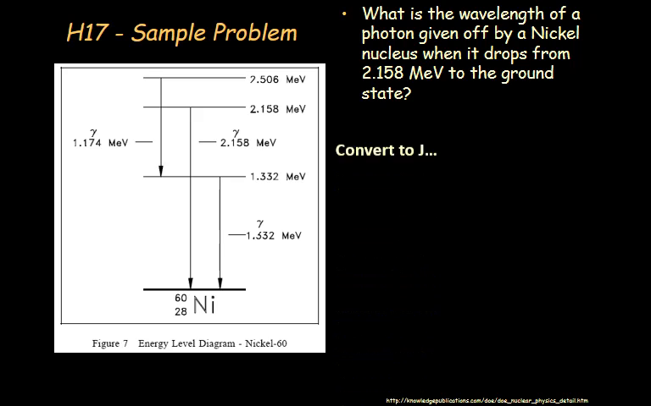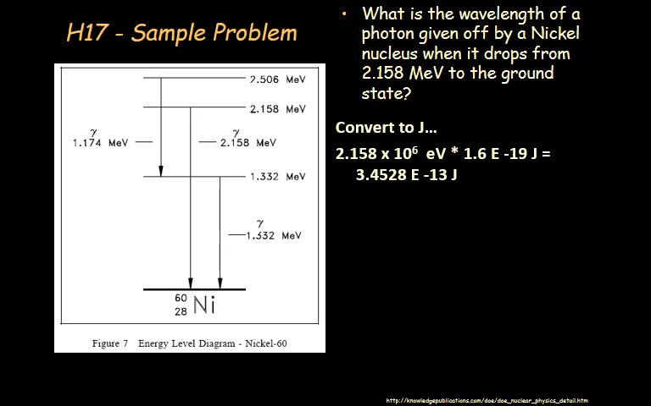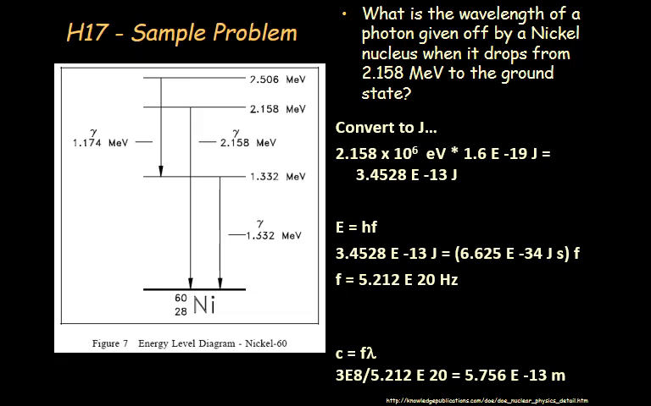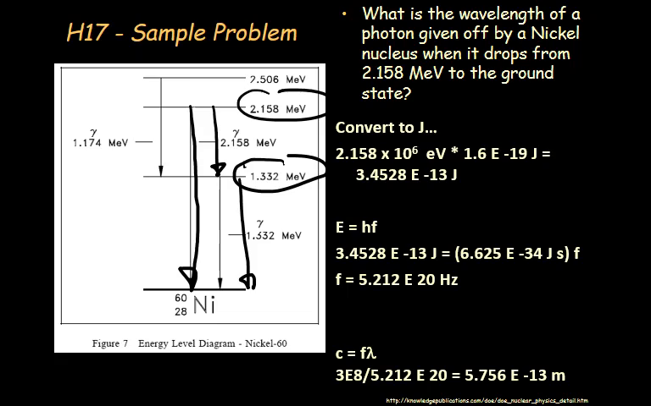Okay, so we see here we can convert a value to joules. Find the frequency, 5.212 times 10 to the 20th hertz, and the wavelength of this is 5.76 times 10 to the negative 13 meters, and that's this transition from here to here, right? What could have happened, though, is it could have gone from here to here, then from here to here, so you'd actually have two separate gamma rays. We'd subtract this value from this value, figure out what kind of photon is shot out, and then this value, 1.322 down to 0, would be two gamma rays instead of one gamma ray there.